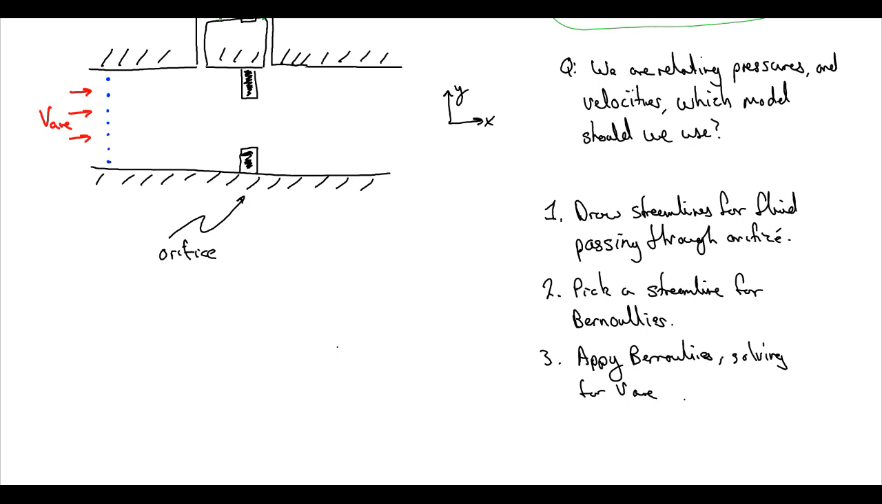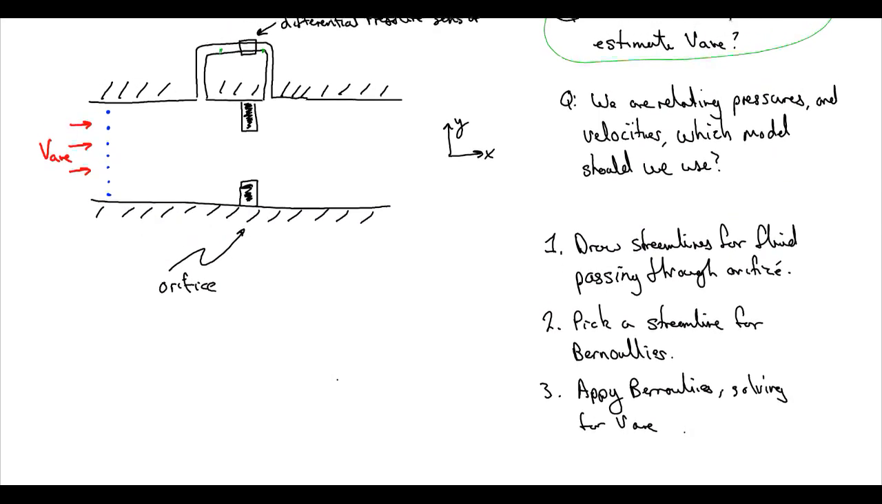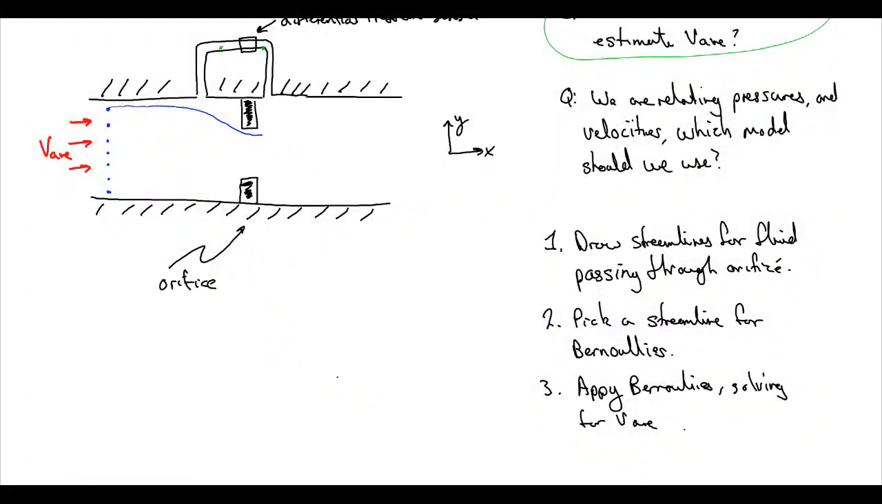So the first thing we're going to do is draw streamlines for fluids going through the orifice. So we're going to go here. Streamline comes up, circuits. Remember what we said about fluids going around a 90-degree corner? Can't do it. Just like you, just like a car.